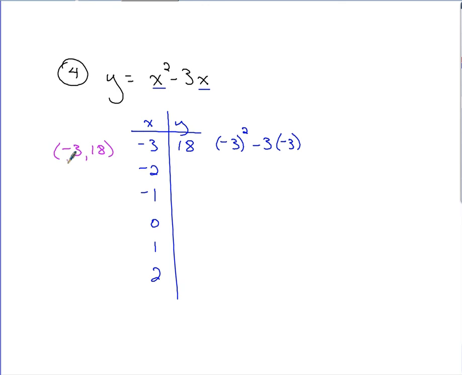So just as was the case with the previous problem, we continue down the line here, plugging in our x values as we go. Negative 2 goes in, we square that, minus 3 times negative 2. So that's going to be positive 4, negative times negative, that'd be plus 6, so that'd be 10. Got an ordered pair of negative 2, 10.